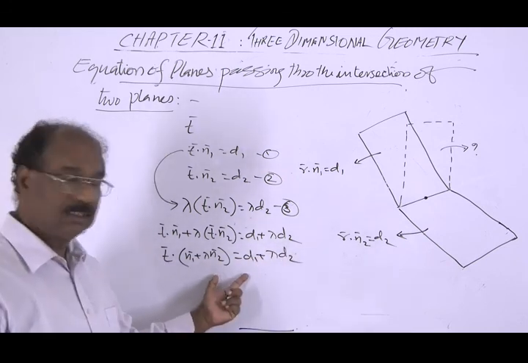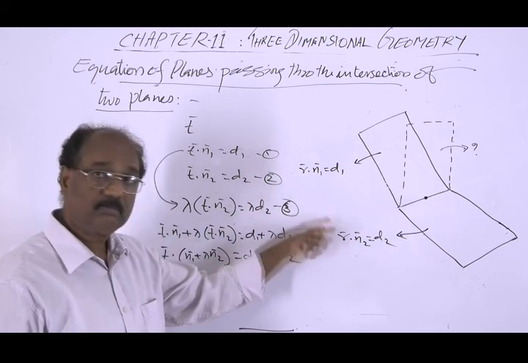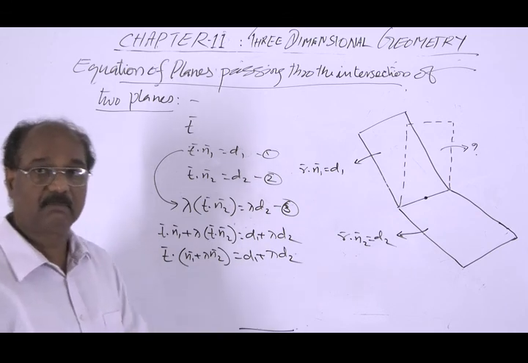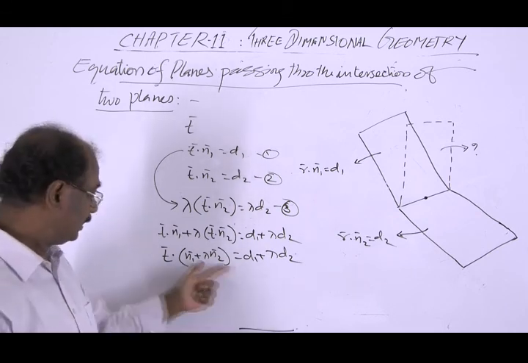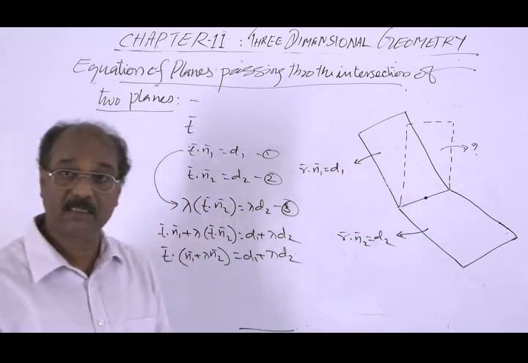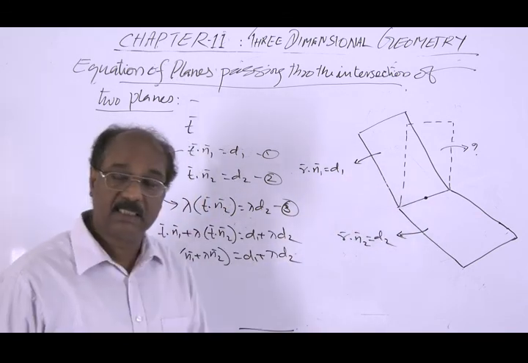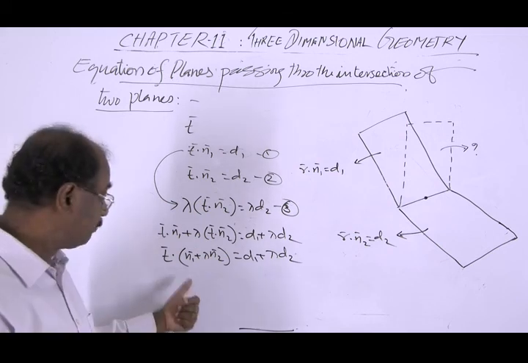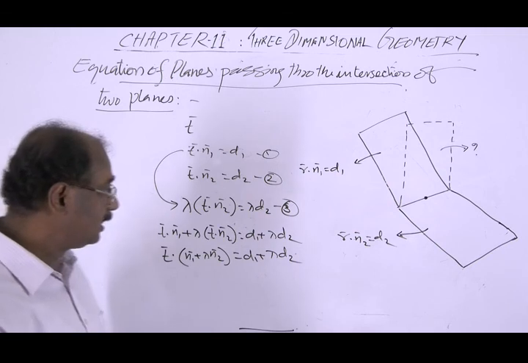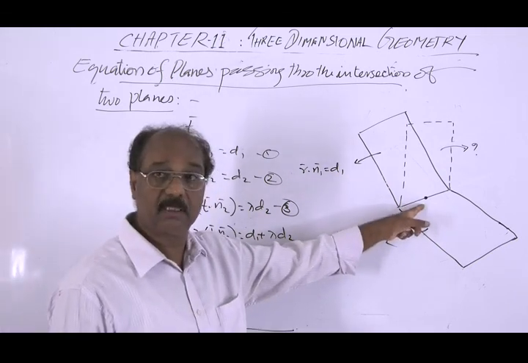Now this is in this form, so this is the equation of a plane. And this t satisfies both these planes. That means this is the equation of a plane passing through the intersection. And this t is taken for this particular point.